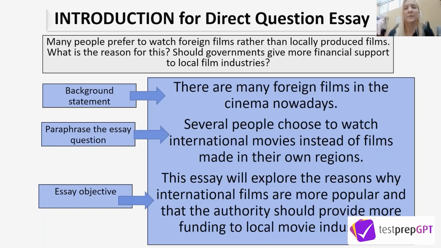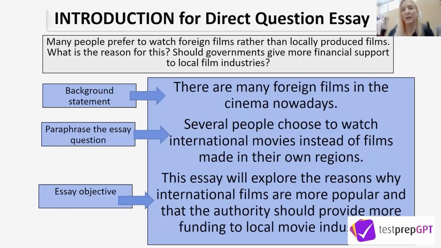And then I've written a paraphrase of the statement in the essay. Several people choose to watch international movies instead of films made in their own regions. So you can see that instead of many, I've put several people, and instead of prefer, I put choose. Instead of foreign films, I've written international movies. And instead of locally produced films, I've just written films made in their own region, which has the exact same meaning.